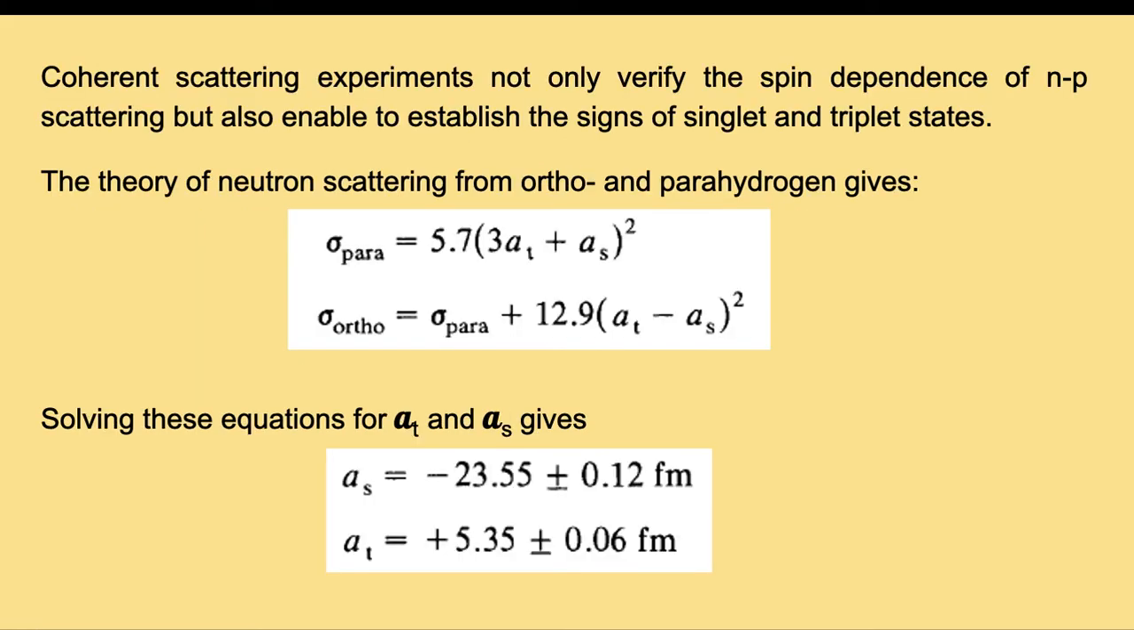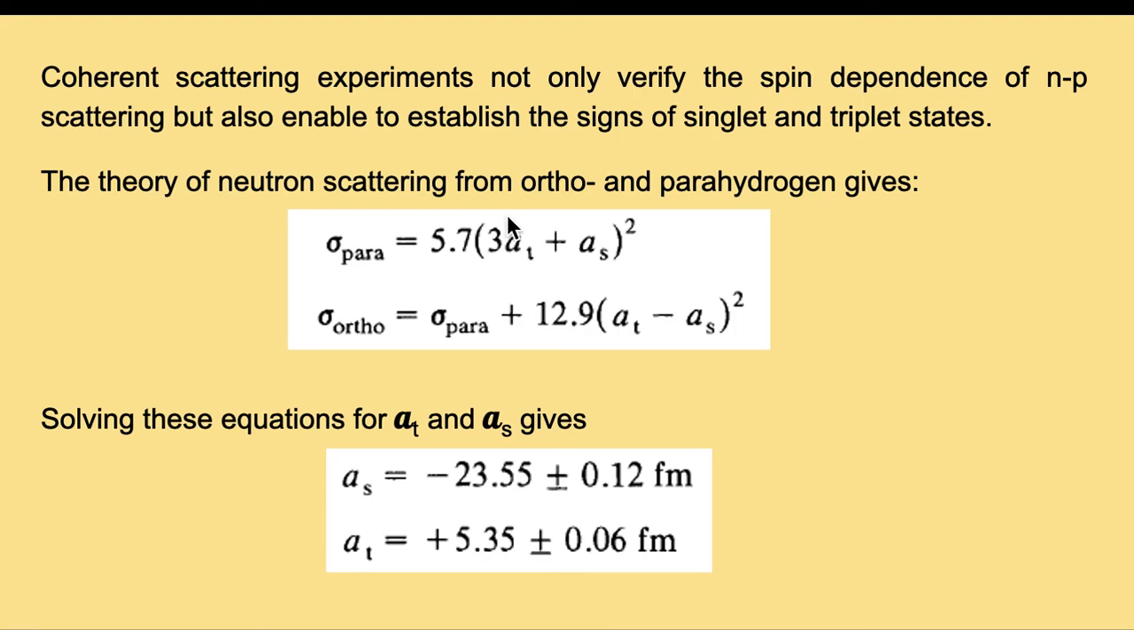And now we are interested not in the experimental part, but in the data that we are getting from it. Coherent scattering experiments not only verify the spin dependence of NP scattering, but also enable us to establish the signs of singlet and triplet states.